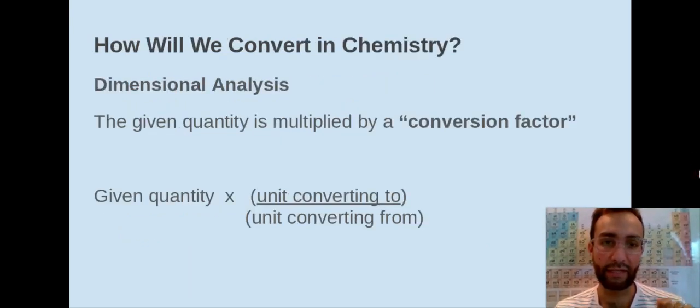All right, so let's look at our method for converting. It's called dimensional analysis, also called factor label method. You're going to take your given quantity and multiply it by a conversion factor. Your conversion factor is going to be whatever unit you're converting to divided by whatever unit you're converting from. So let's look at an example to hopefully help us clarify exactly how this is going to work.